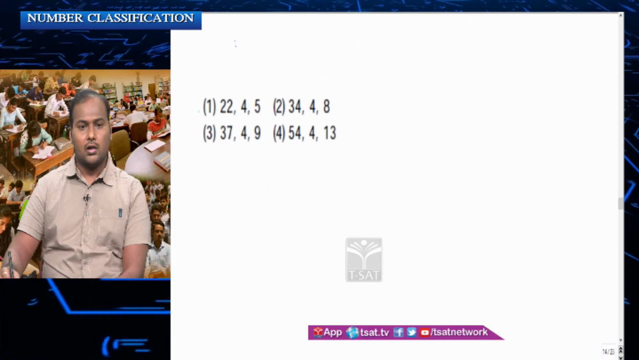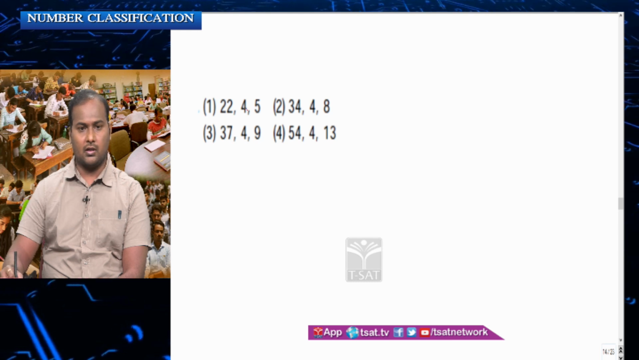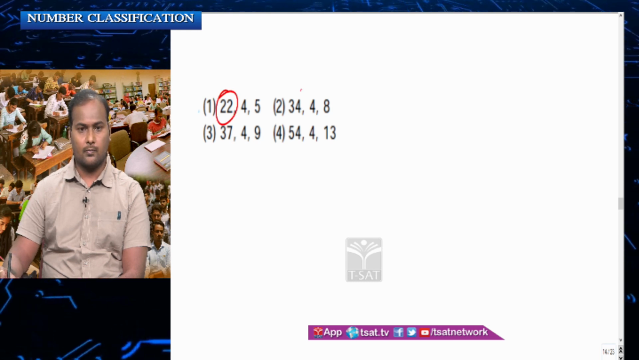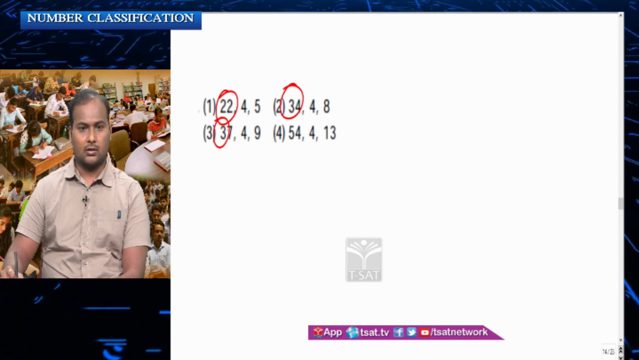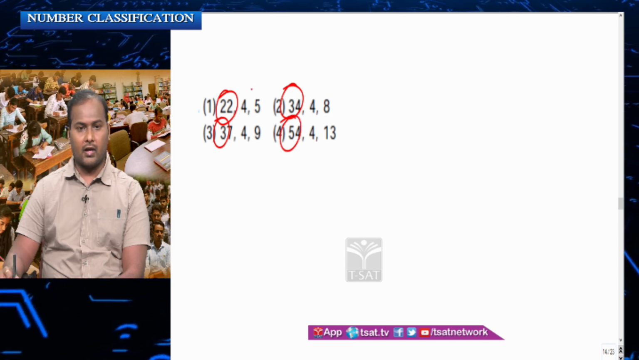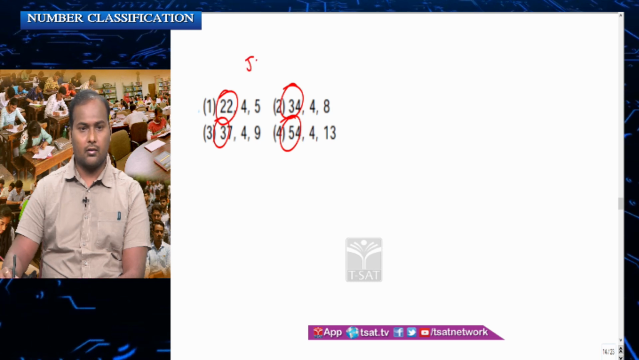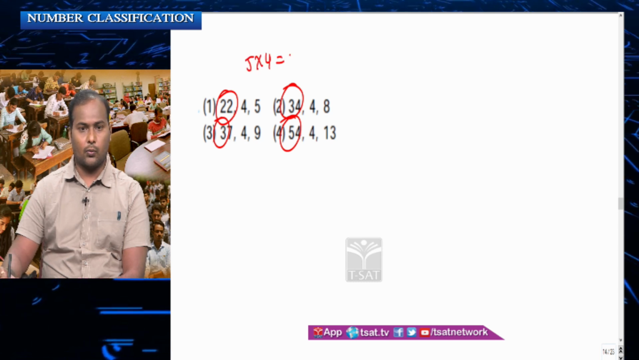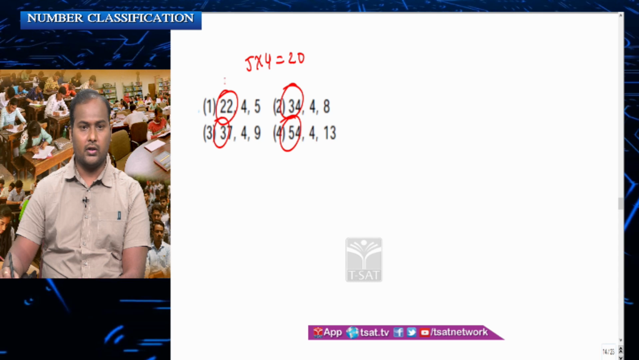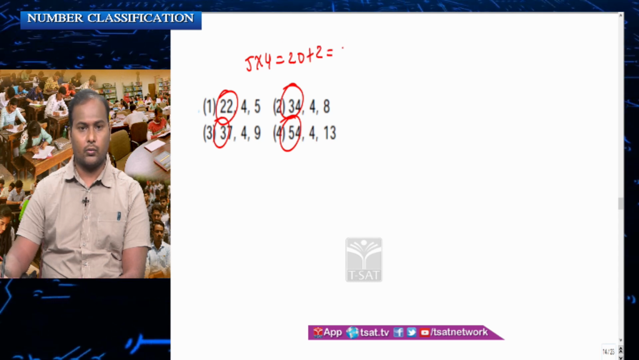See the next question. In this question also, the moment you see these numbers, observe which number is the bigger number. In this case, 22 is the bigger one, 34 is the bigger one, 37 is the bigger one, and 54 is the bigger one. See, with the numbers 5 and 4, to get 20 you have to multiply. That is, 5 fours are 20. But what is there here? 22. So I will try to add 2. Then I will get the answer 22.